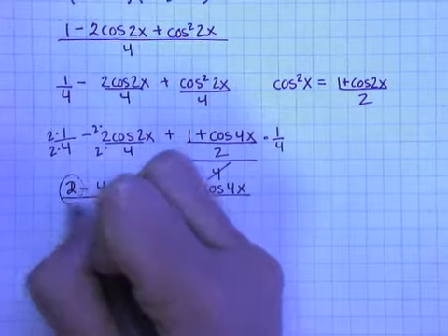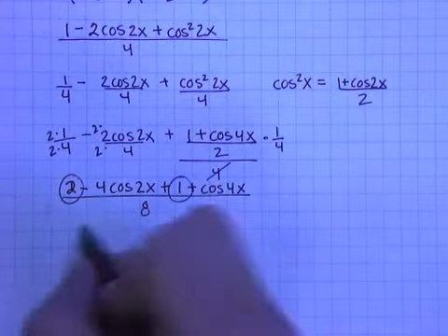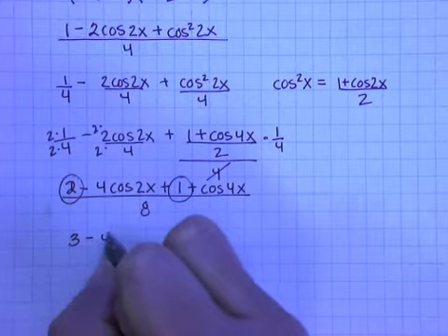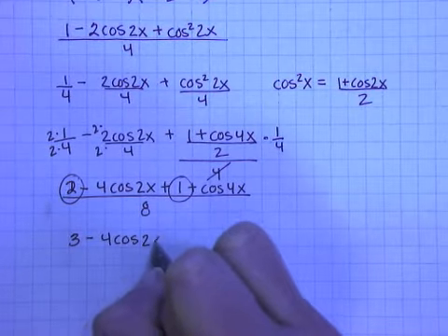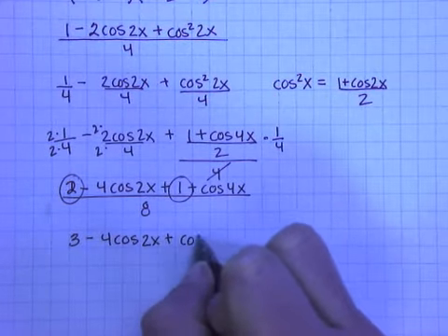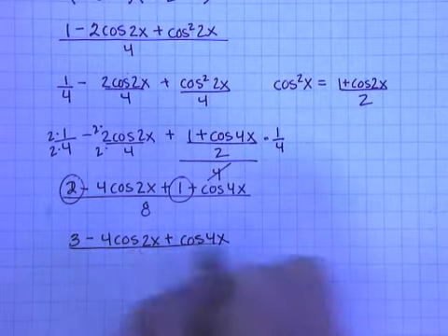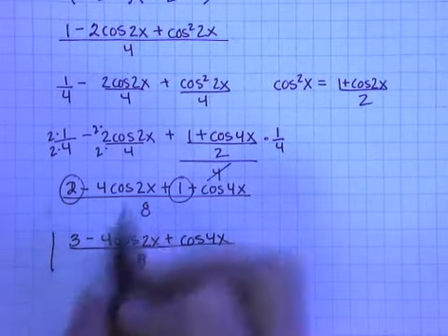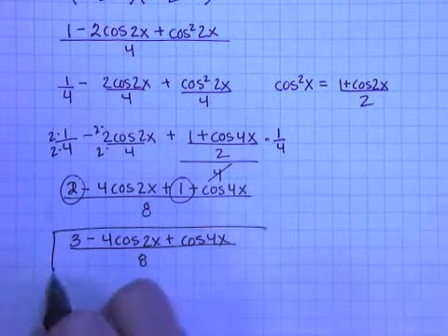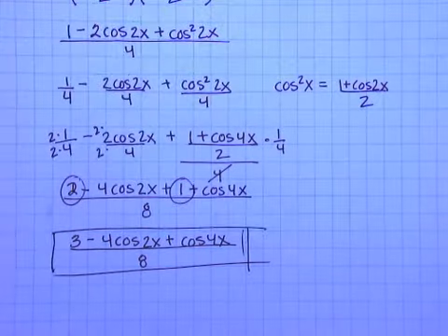This 1 now and this 2 are like terms, and so I get 3 minus 4 cosine 2x plus cosine 4x all over 8 as the final answer. Or I could factor a 1/8 out in front. Doesn't really matter to me, as long as it's a simplified solution.